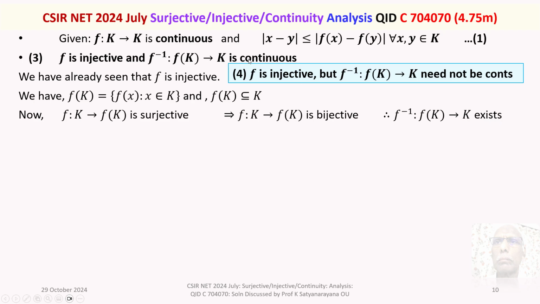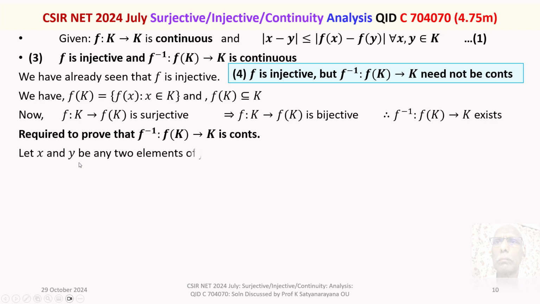So now we have to show that it is continuous. So we are required to prove that f inverse from f of k to k is continuous. Right. So now let x and y be any two arbitrarily chosen elements of f of k. So they are elements of f of k, which means x is equal to f of a for some a belongs to k and y is equal to f of b for some b belongs to k.